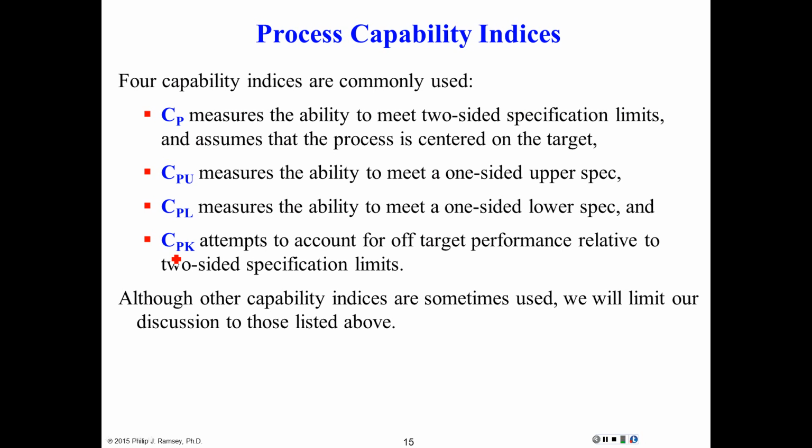Cp simply compares the distribution to the spec limits and does not take any account of whether or not the process is off target. Cpk, on the other hand, assigns a penalty for the process being off target.